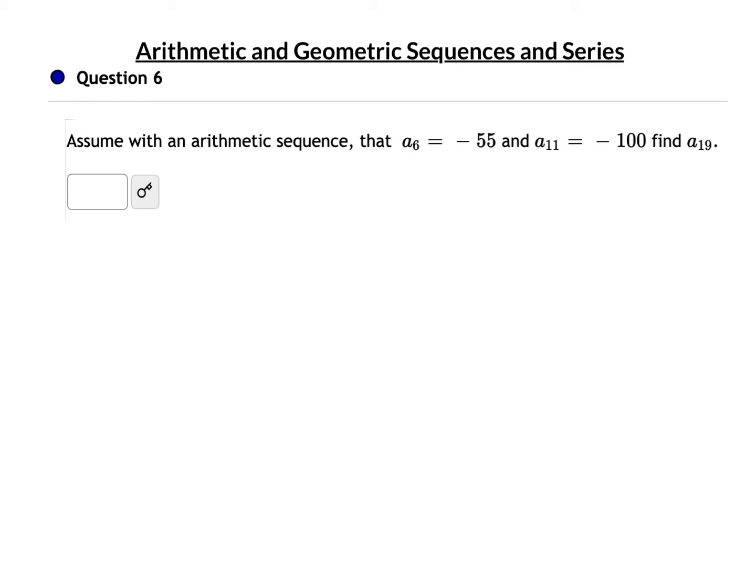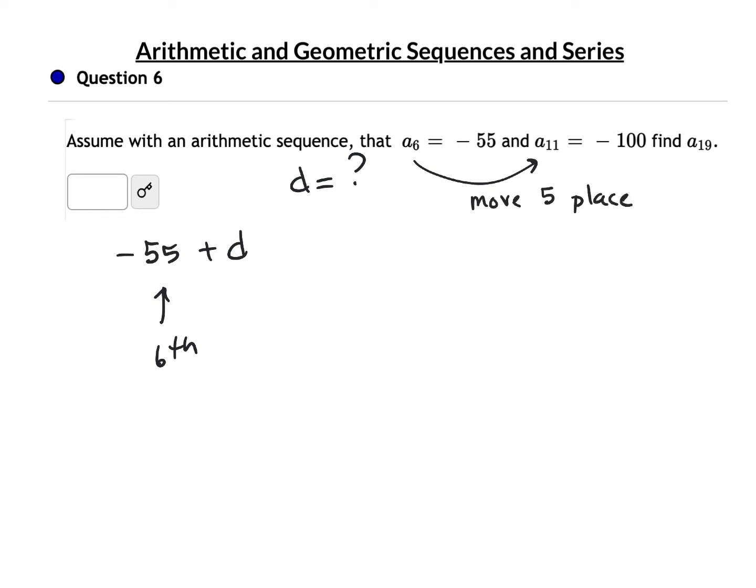Just like the previous example, the thing we need to find is the common difference. If we start at the 6th term, negative 55, this is the 6th, and we add the common difference over and over and over. In fact, to get from 6 to 11, we move 5 places. So I have to add the common difference 5 times to get to the 11th term. And the result of doing that is negative 100, the 11th term.